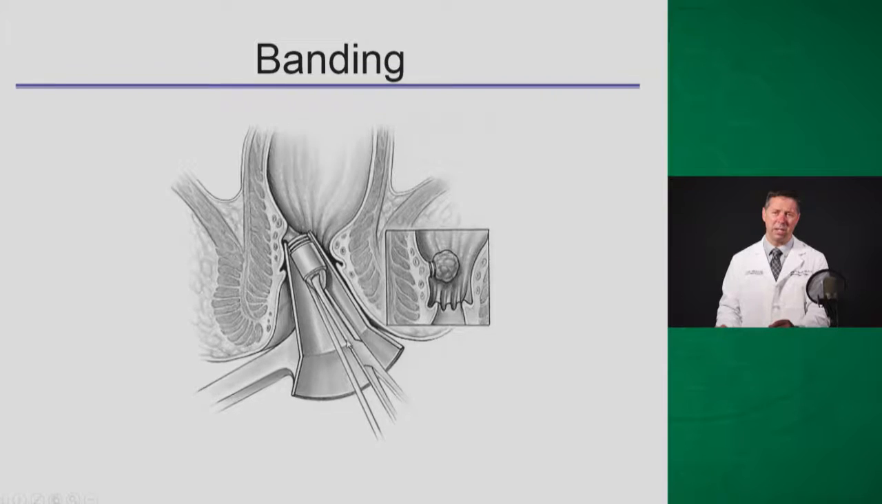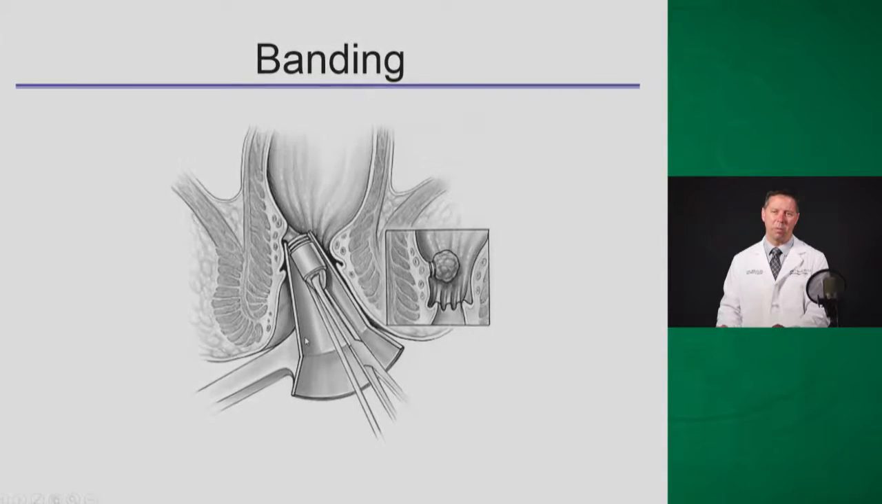Banding is an office procedure, fairly straightforward, done with little to no sedation. It can certainly be done in the office if the patient has the proper anatomy. Remember that the tissue distal to the dentate line, that line that demarcates our transition from columnar into squamous cell mucosa, is innervated. Tissue proximal is not innervated.